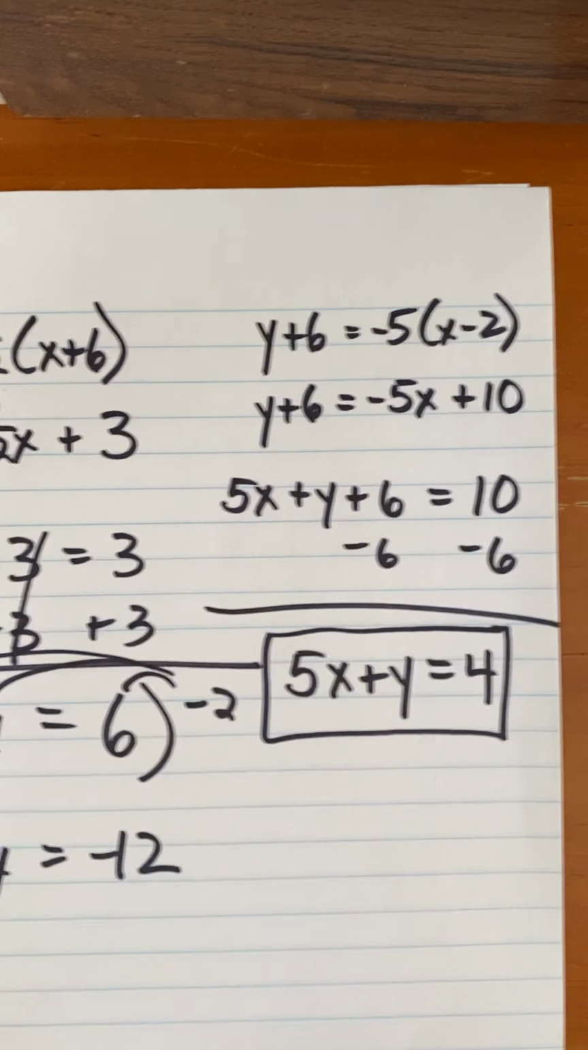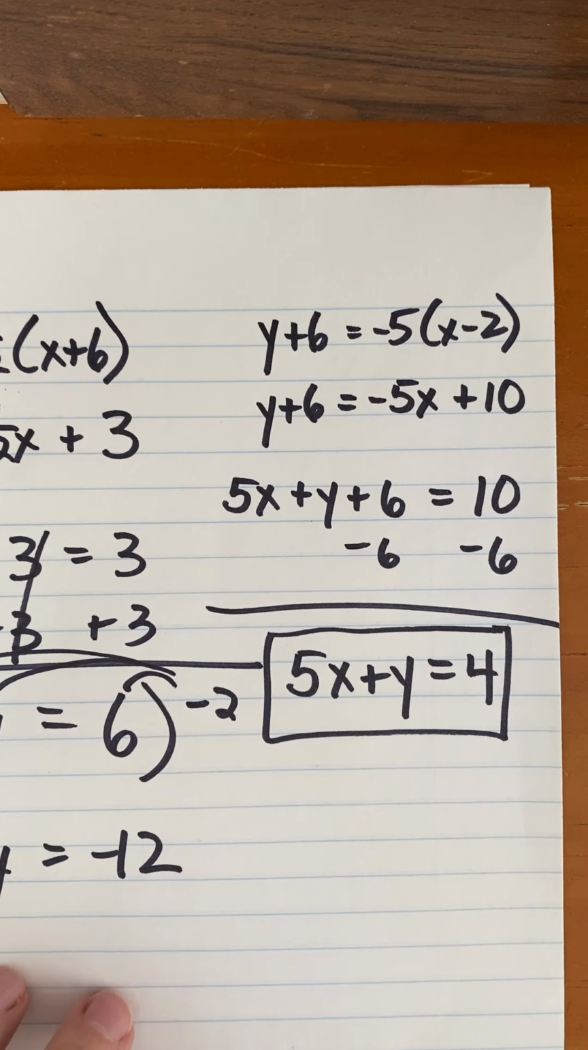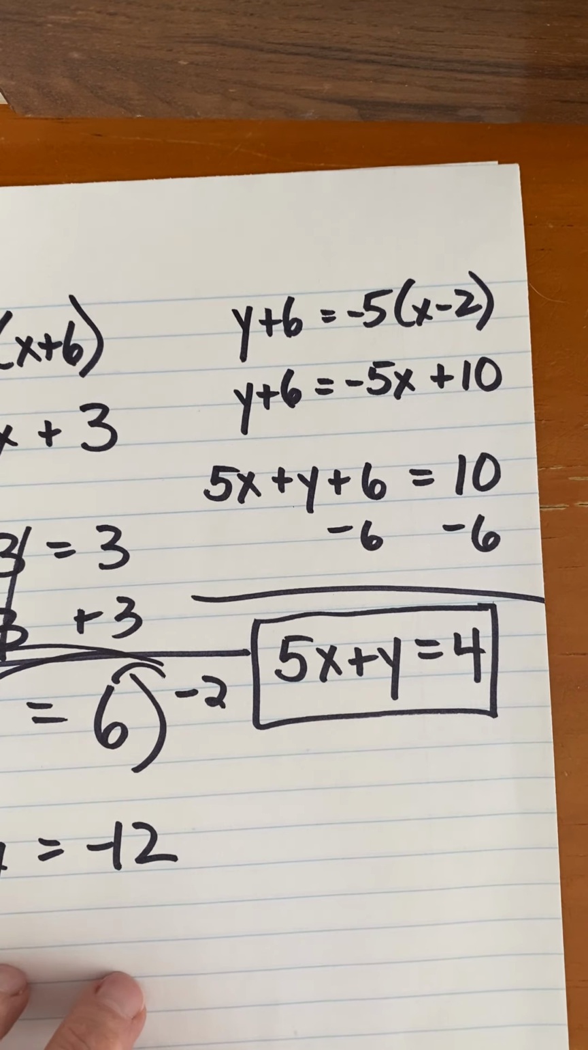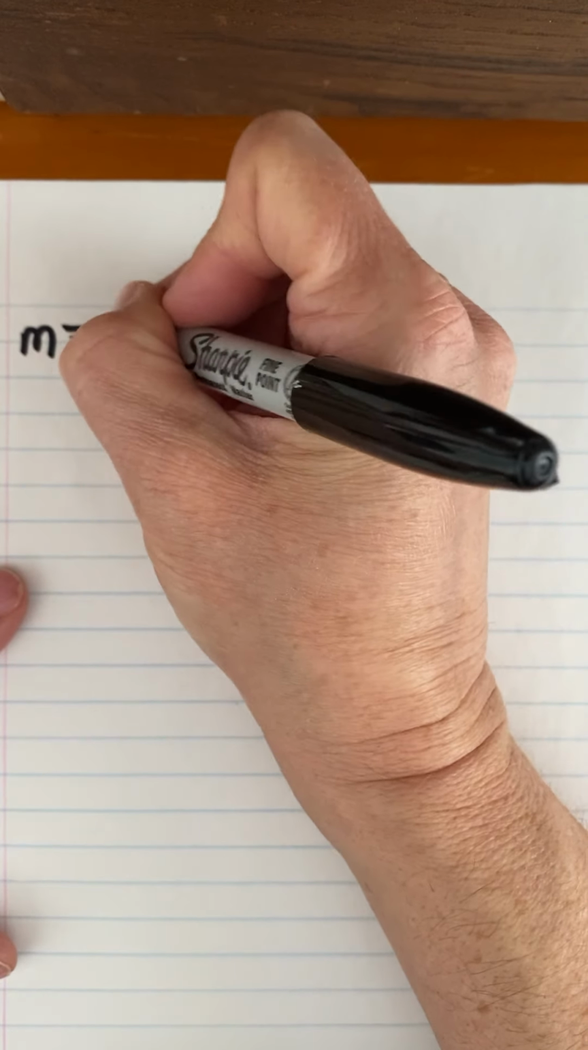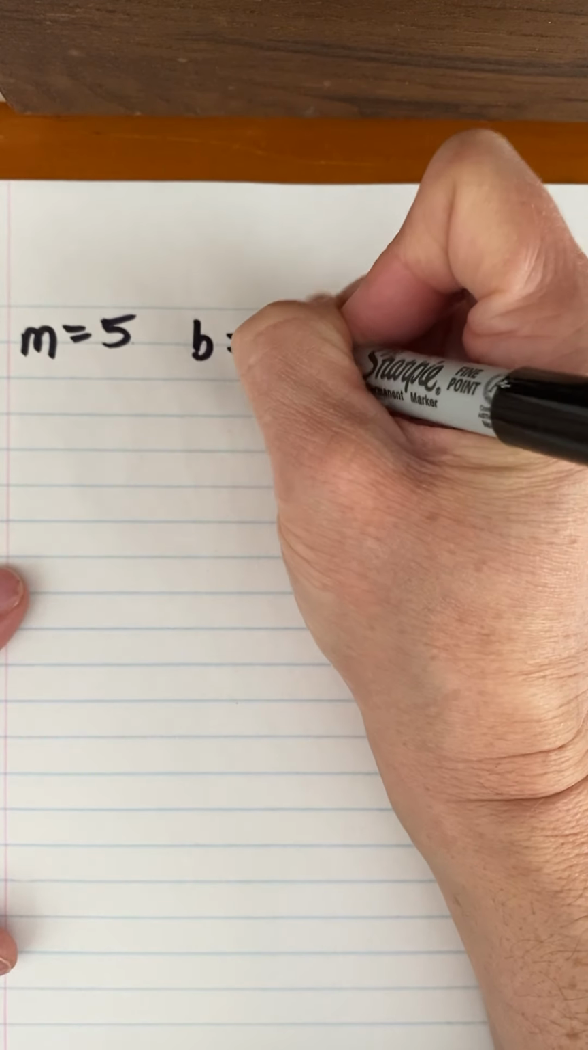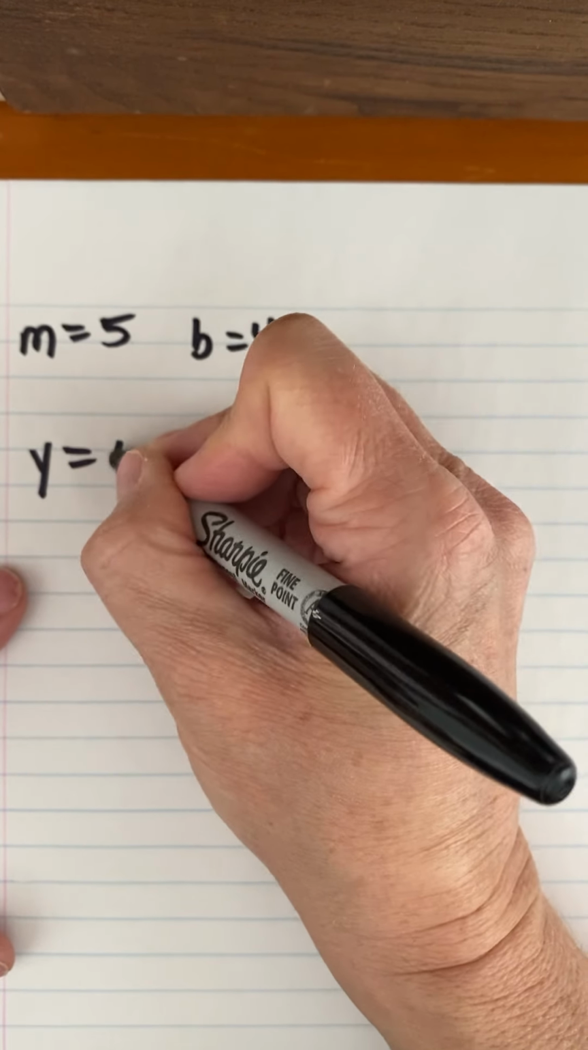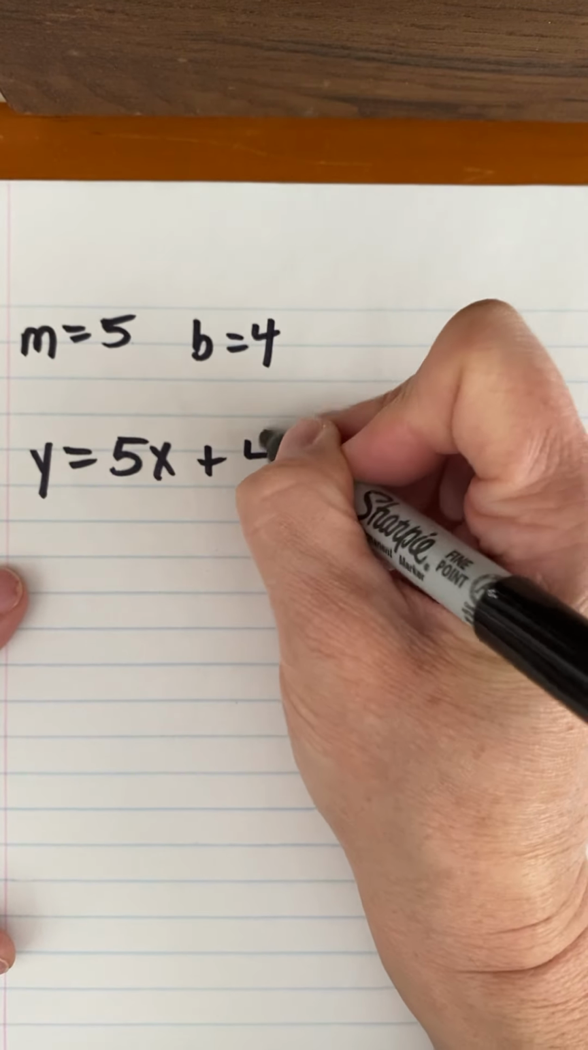And on page 16, instead of giving you an equation, it gives you a slope and an intercept. Okay, so what do we do when we're given a slope and an intercept? Well, the easiest form to go into if you're given a slope and an intercept is slope-intercept form. So I say y equals 5x plus 4.